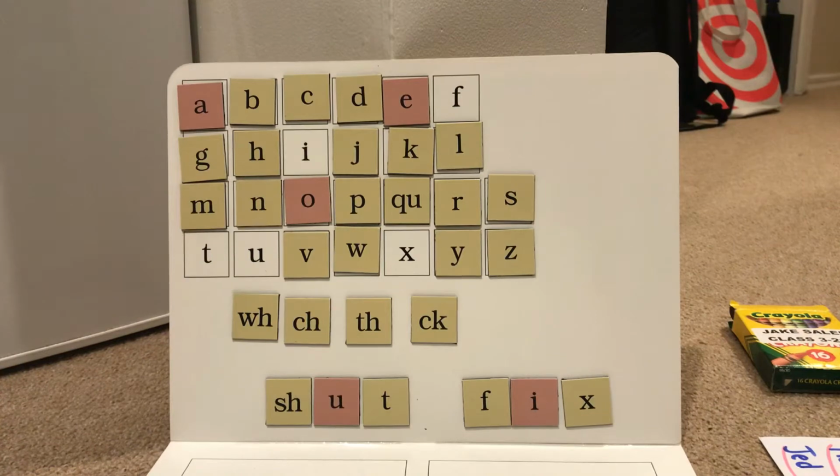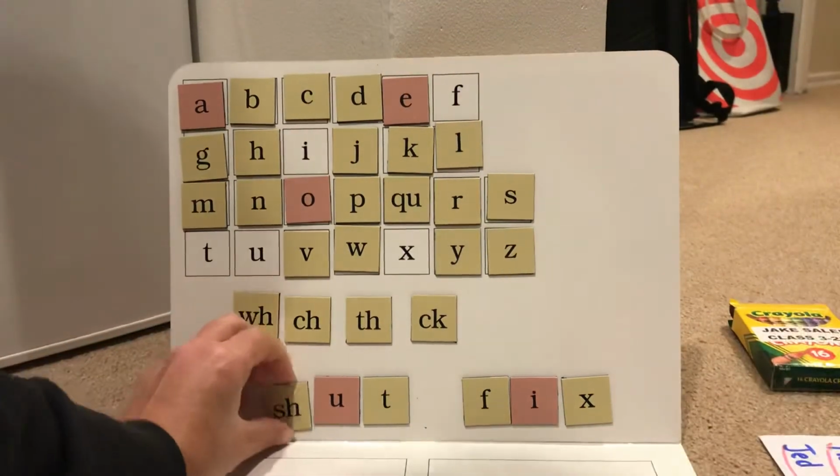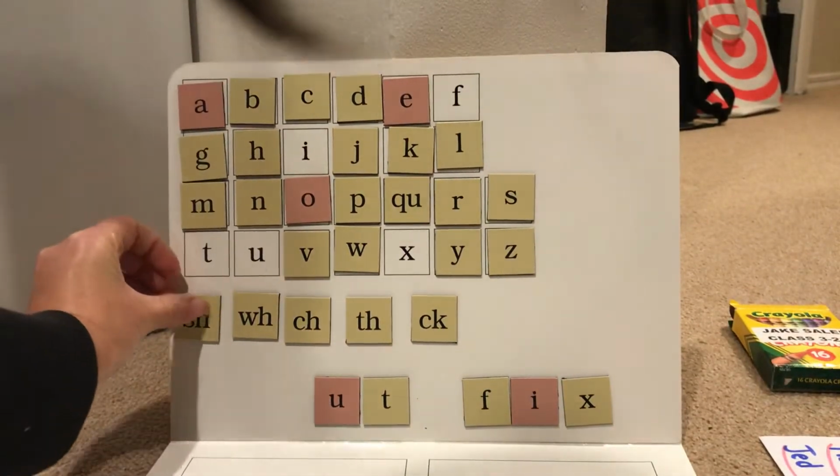Right? Now let's look at those two words. Which one of those words has a digraph sound? Yes, if you said shut, you are correct. What about the word fix? Look at that word. Which letter is the vowel? Yeah, we have a hint when we have our tile boards because the vowels are pink. So if you said i, you are correct. Okay, now I'm going to switch this up a little bit so I can make another word.